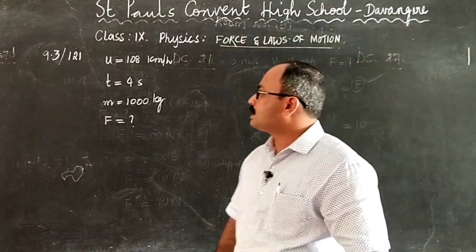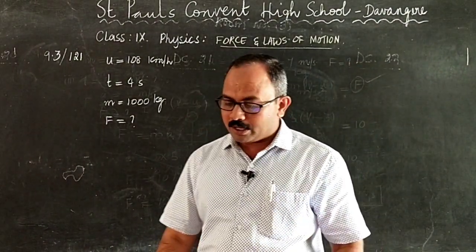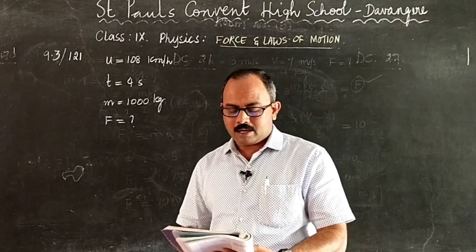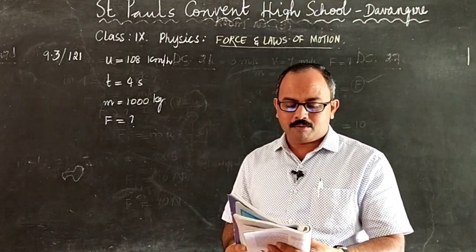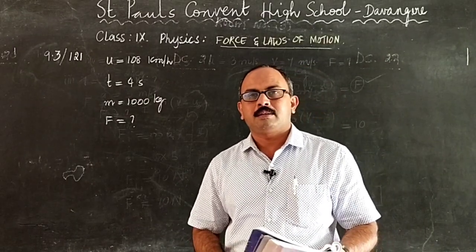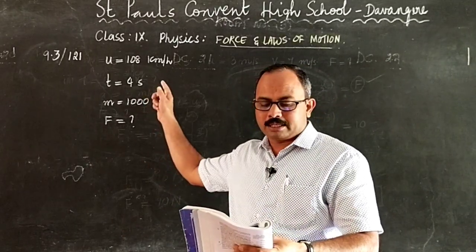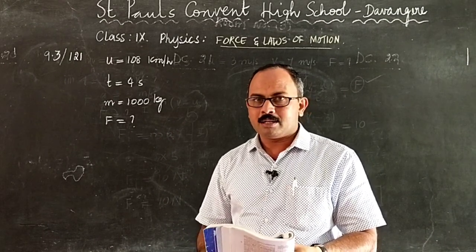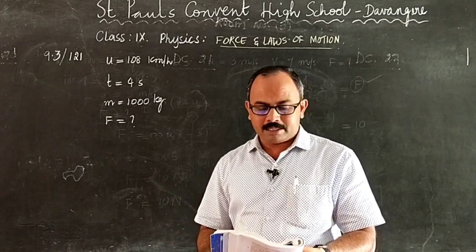Look at this, children. Example 9.3, page number 121. A motor car is moving with the velocity of 108 kilometers per hour. This is its initial velocity. Remember the unit they have mentioned, kilometer per hour. Therefore, we need to convert it to meter per second.